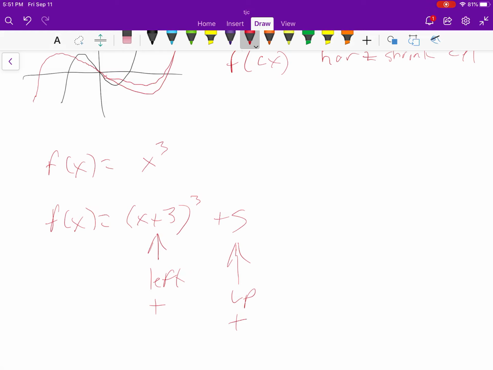Okay? And that's typically what they're going to have you do. They could also then do flips and stuff around, and that's going to be negatives on the outsides. If we want to flip it around, we put a negative on the outside, so this would be a flip around the x-axis. If you want to flip around the y-axis, it's going to be negative on the inside, etc.